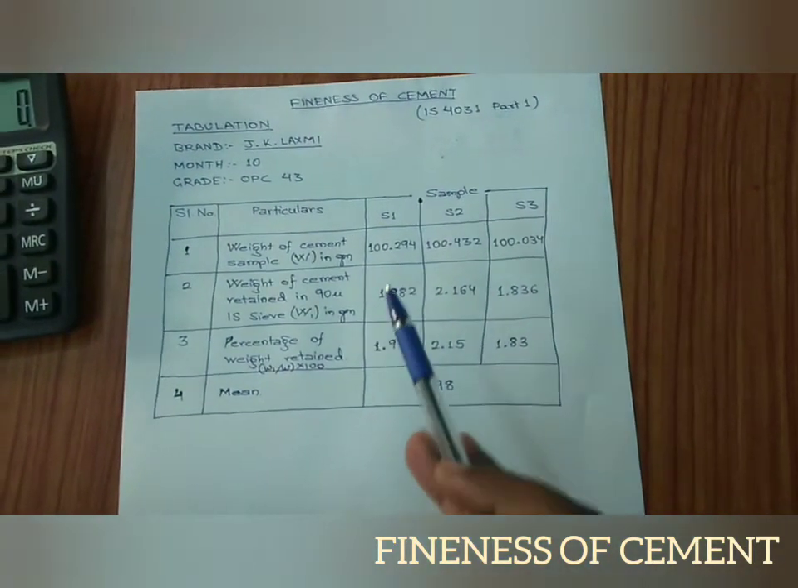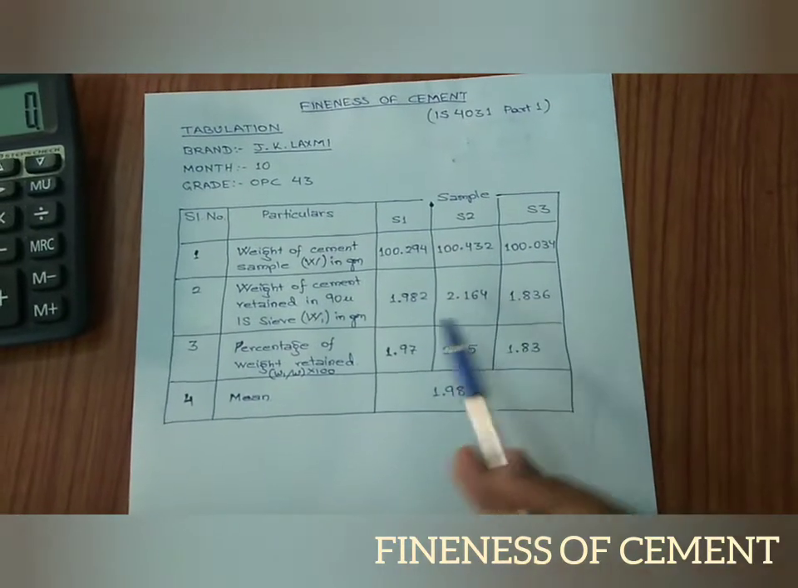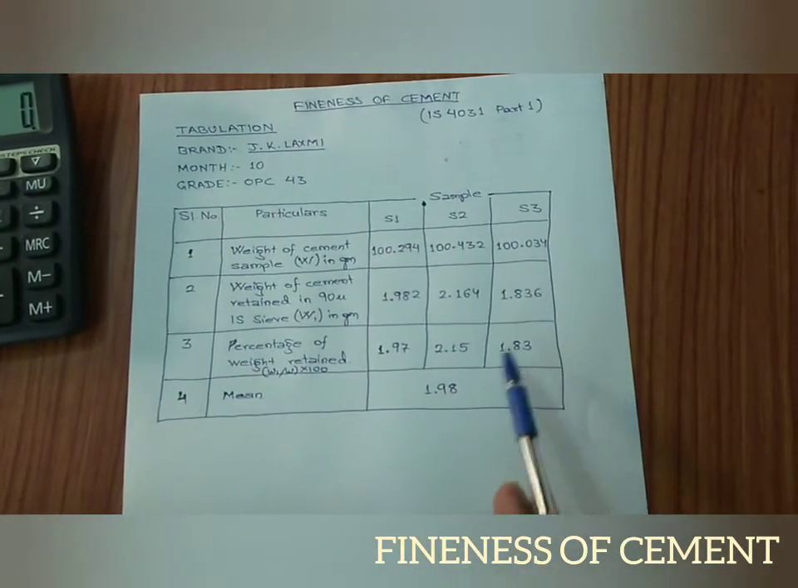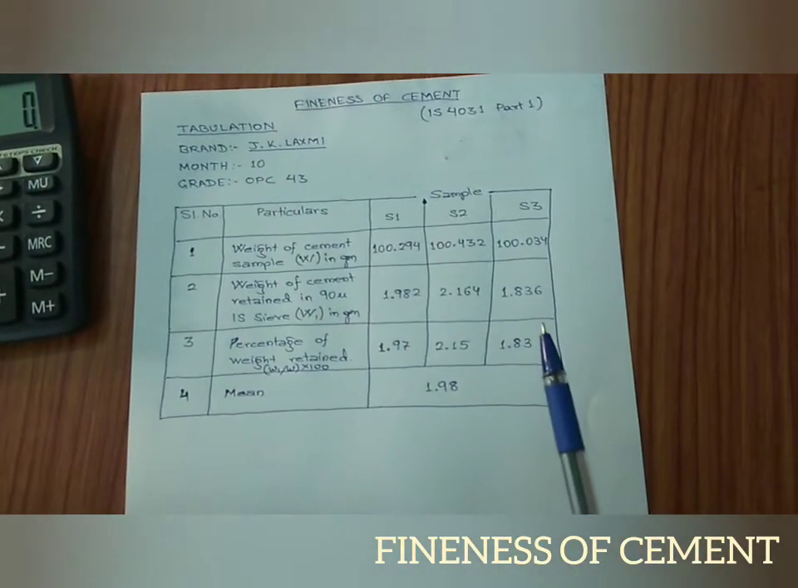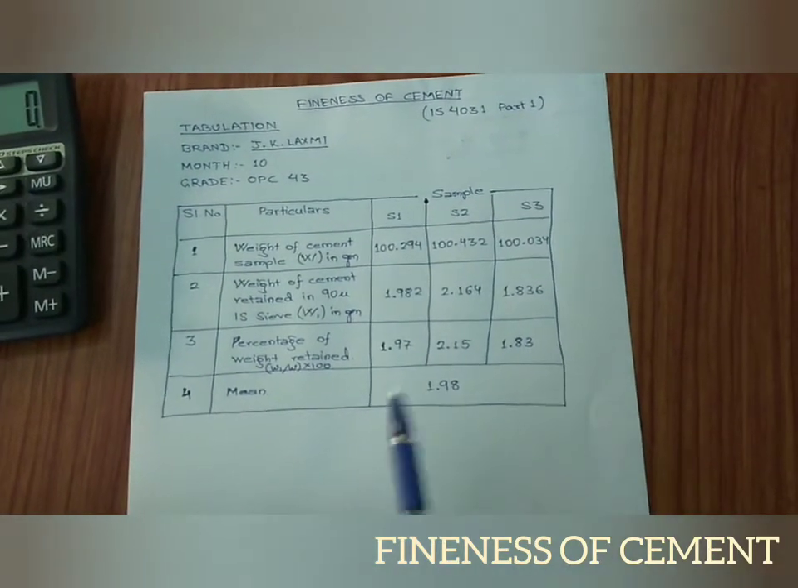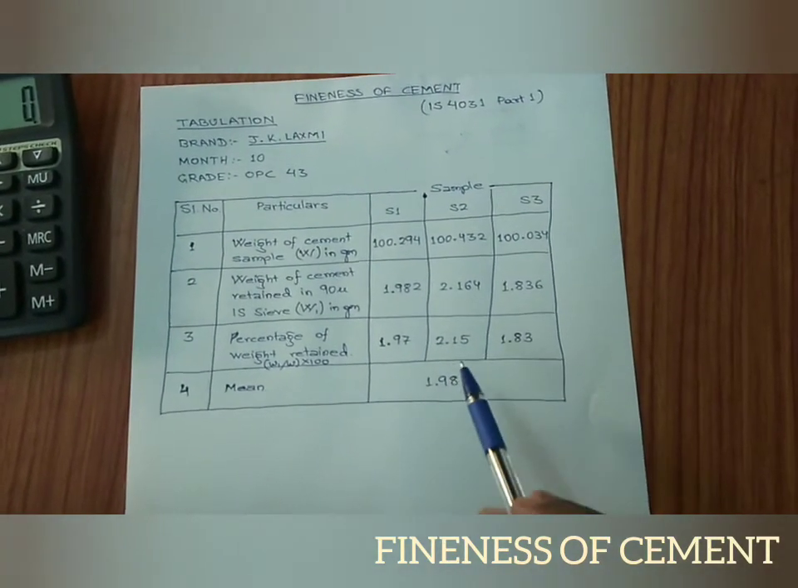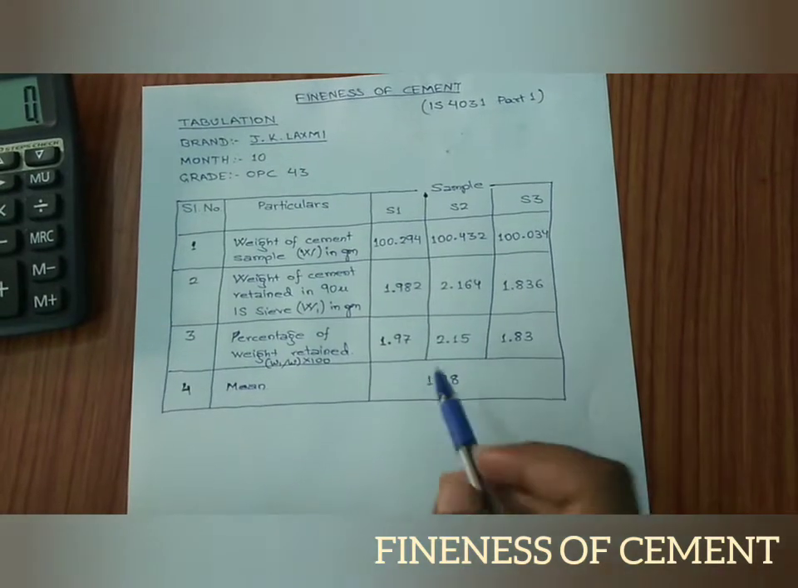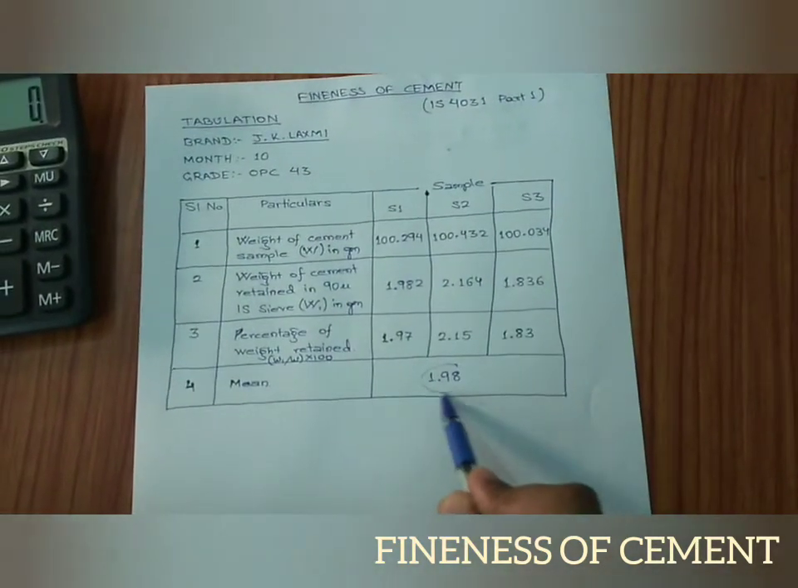In this way you have to take the other two samples. The calculations are given here, and you have to take at least 3 samples, and then you have to calculate the average or mean value, and this will give the fineness of cement.